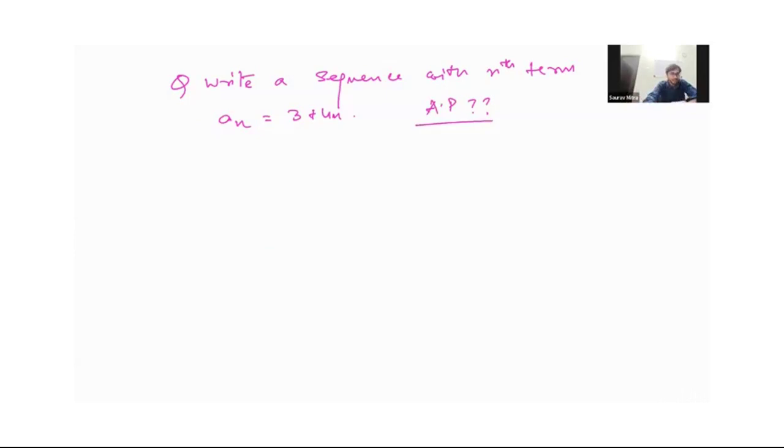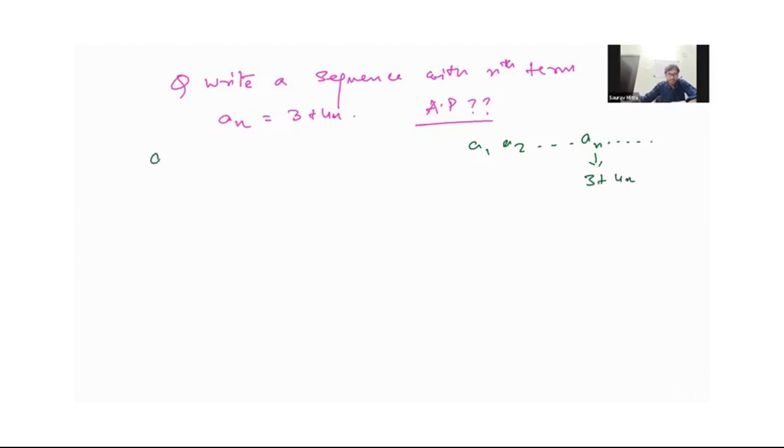Now write a sequence with the nth term. An is equal to 3 plus 4n, and check whether it is an AP or not. After forming the sequence, we have to check whether it is an AP or not. So this is your nth term, means you have A1, A2, dot dot dot, An somewhere in between. This value is given as 3 plus 4n.